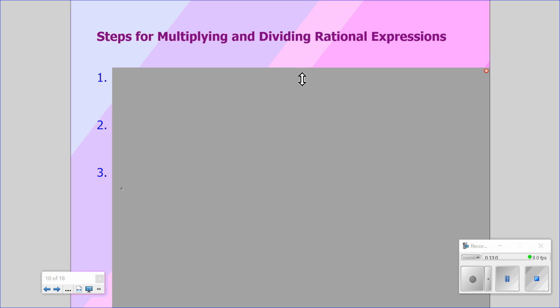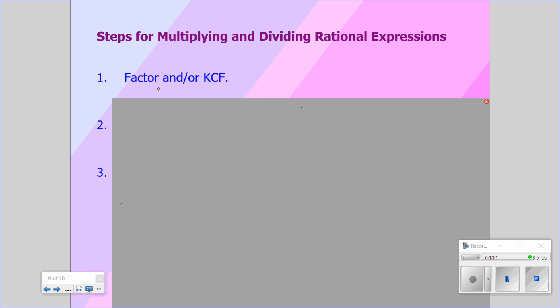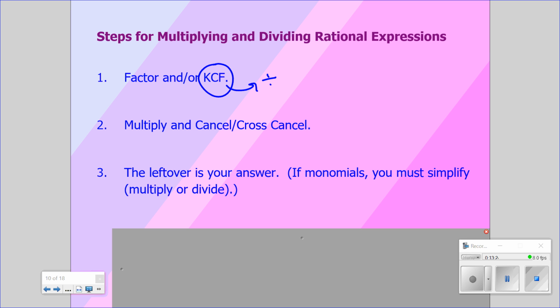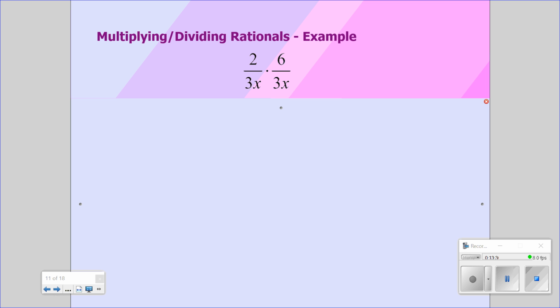To multiply and divide rational expressions, you'll find the steps very similar to simplifying, where you're going to factor and or keep, change, flip. That's what KCF stands for. And this is used when you are dividing rational expressions. You will then multiply and cancel or cross cancel, and whatever's left that did not cancel out with anything makes your final answer. Okay, so let's start basic.